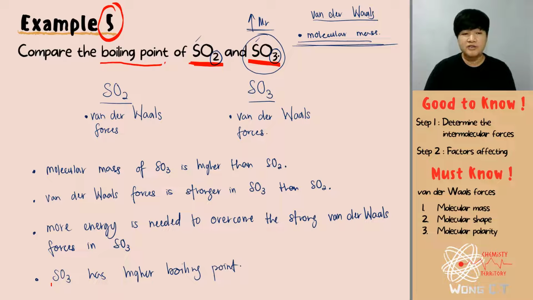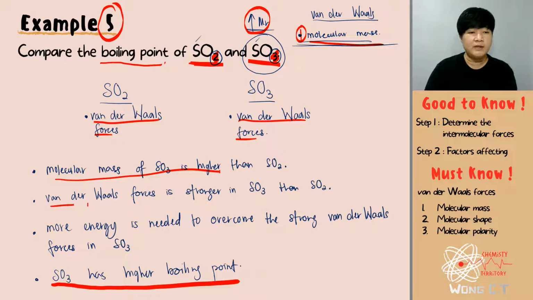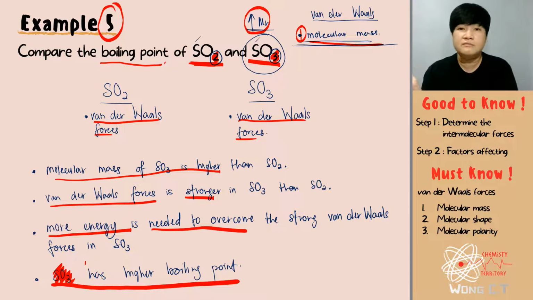So that is how we get SO3 having a higher boiling point, knowing that both of them can only form van der Waals forces with themselves. Therefore, the first factor affecting your van der Waals forces is your molecular mass. Knowing that your SO3 has a higher molecular mass, when the molecular mass is higher, the van der Waals forces are stronger. Therefore, more energy is needed to overcome the strong van der Waals forces. SO3 has a higher boiling point. That's it.